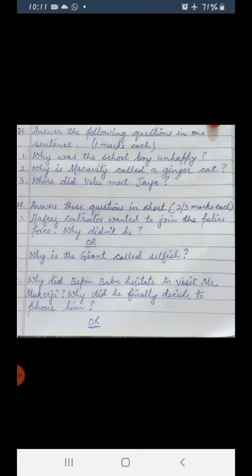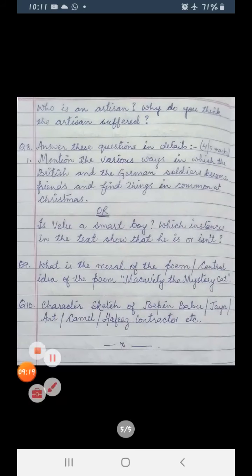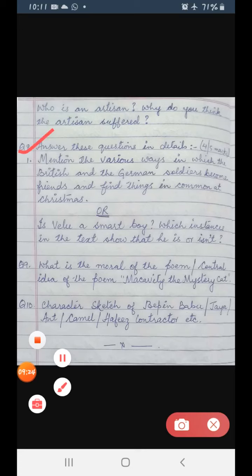Clear to all? Okay. After that, next comes answer in details. See, this is just a sample paper. It's not that only 1 or 2 questions will come. There will be many questions, but this is just a sample paper, just to let you know how I am going to set the question paper. Clear? Okay, so here in question 8, answer the questions in detail.